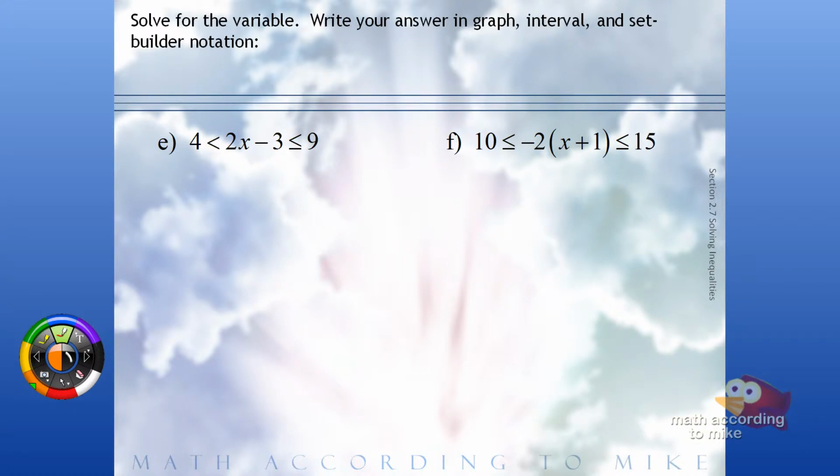E and F are considered compound inequalities because it's a chain. Whatever you do to one portion, you have to do to the other two portions. So in part E, solving for the variable, we're going to work outside in. We're going to first add 3.